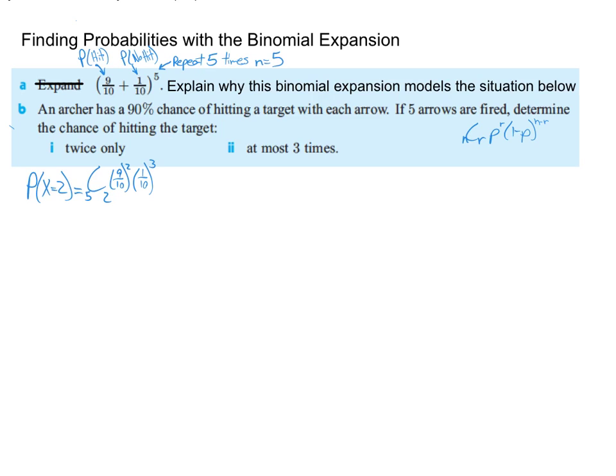Very good. So I have the 5 choose 2, and the reason we have 5 choose 2 is because those hits and misses could be arranged in a variety of orders. I could hit my first 2 and miss the last 3, or I could miss the first 3 and hit the last 2, or any mix of those.